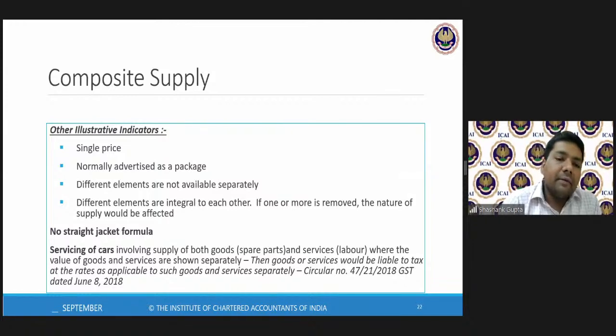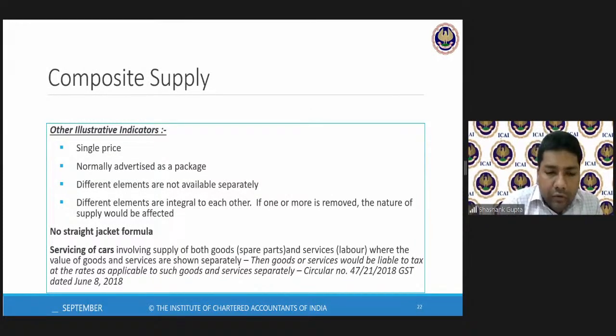Other indicators are: there should be a single price for the entire bundle being supplied. The bundle should normally be advertised as a package. Different elements should not be available separately. And different elements should be integral to each other, wherein if one or more is removed, the nature of supply would be affected.